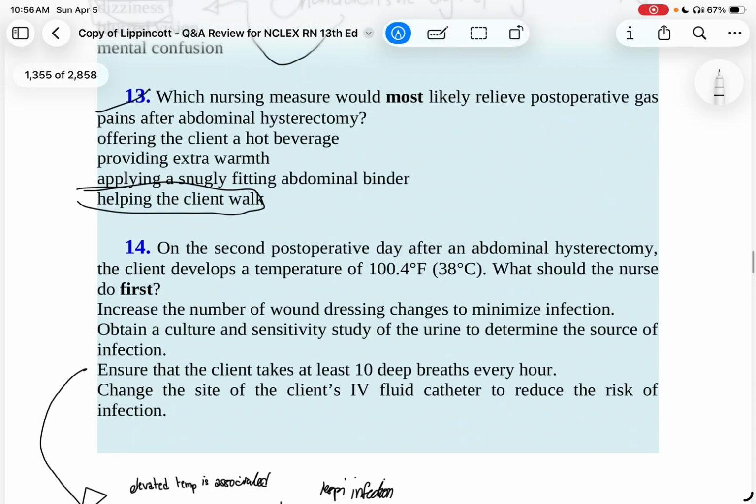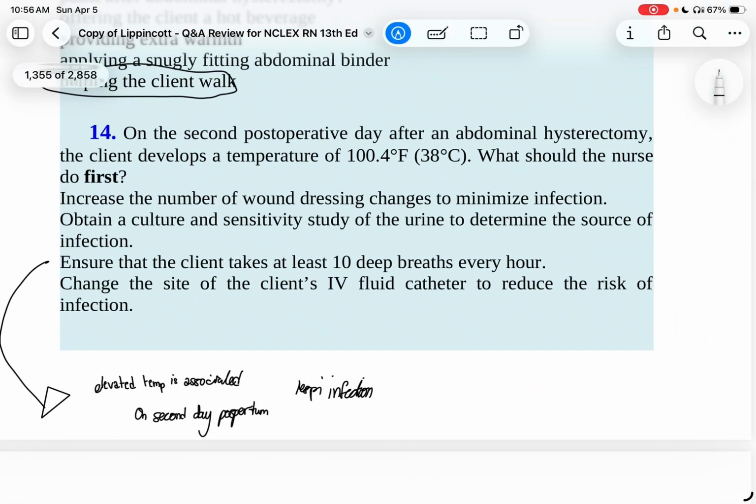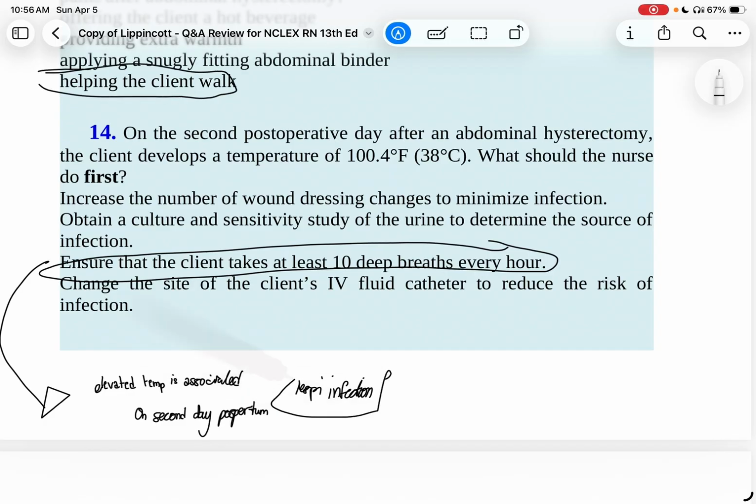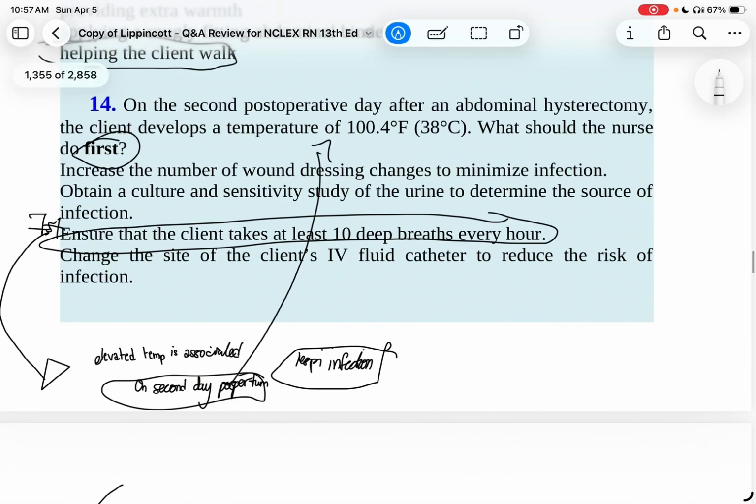On the second postoperative day after an abdominal hysterectomy, the client develops a temperature. What should the nurse do first? Obtain a culture and sensitivity study of the urine, ensure that the client takes at least 10 breaths every hour, change the site of the catheter to reduce the risk of infection, or increase the number of warm dressings. The answer is to ensure that the client takes at least 10 deep breaths every hour, because elevated temperature is associated with respiratory infection. On the second day, it is common for the temperature to increase, so the first thing is to have the patient take at least 10 deep breaths.